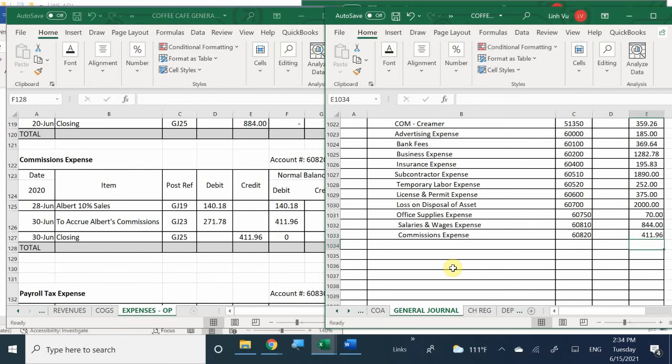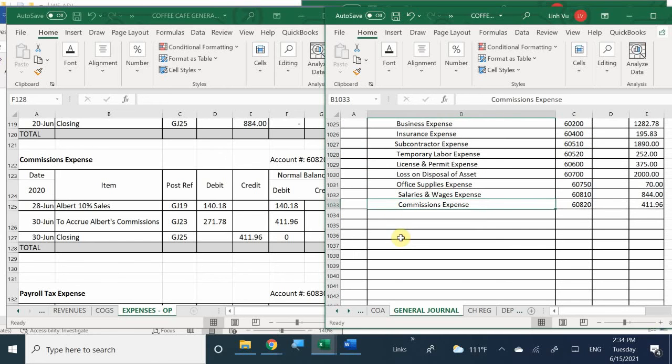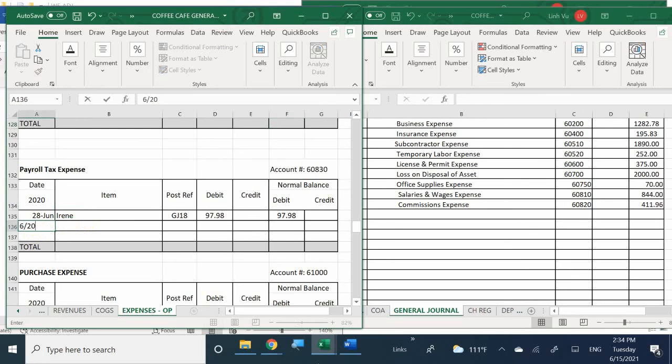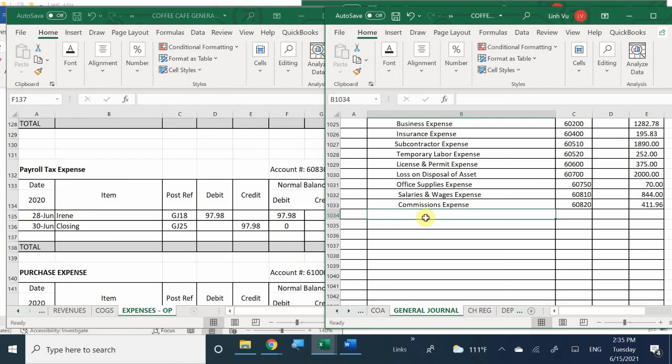For $411.96. Payroll tax expense, okay? For a credit of 97.98. For $97.98.